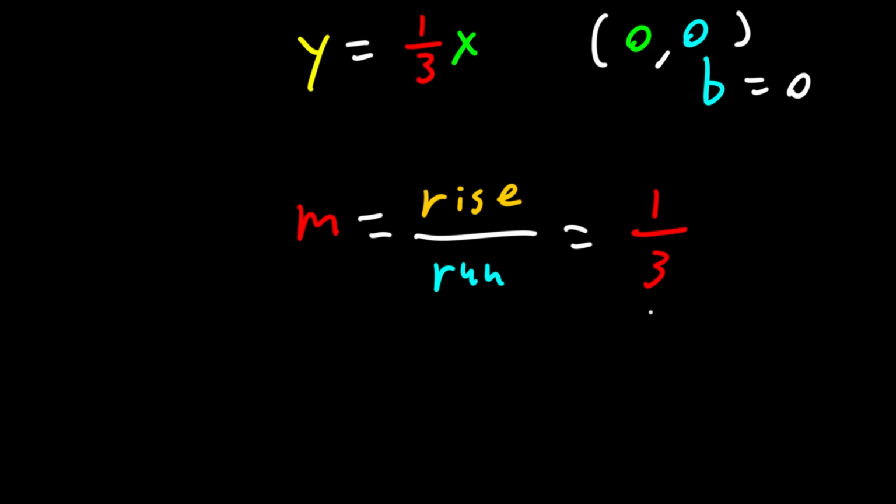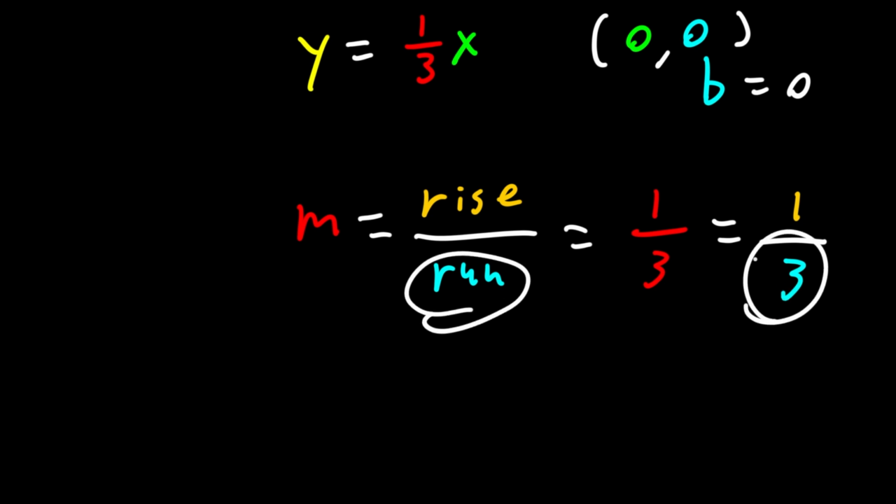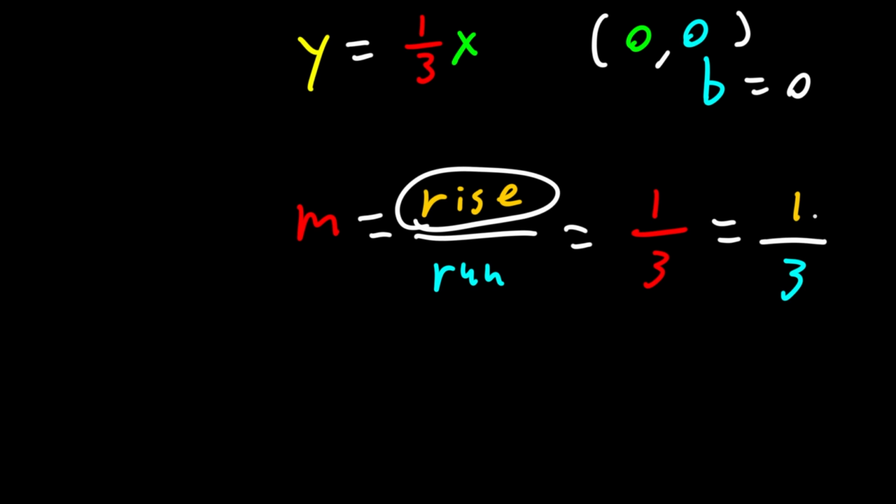But notice how this is already in fraction form. So what we can do is just keep it this way. We don't have to change anything. So every time it runs 3 units, it's going to rise up 1 unit. And now let's graph this out to see how it's going to look.